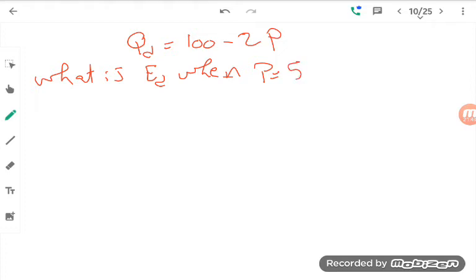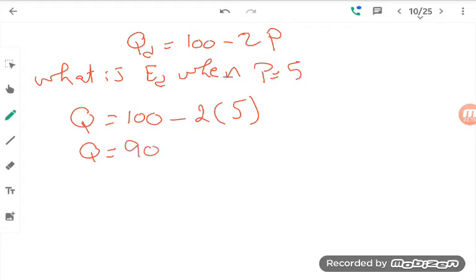QD equals 100 minus 2P. What is the price elasticity of demand when price equals 5? So first we have to find the quantity at this price by substituting in the equation QD. So Q equals 100 minus 2 multiplied by 5. Q equals 90. This is the quantity and this is the price.